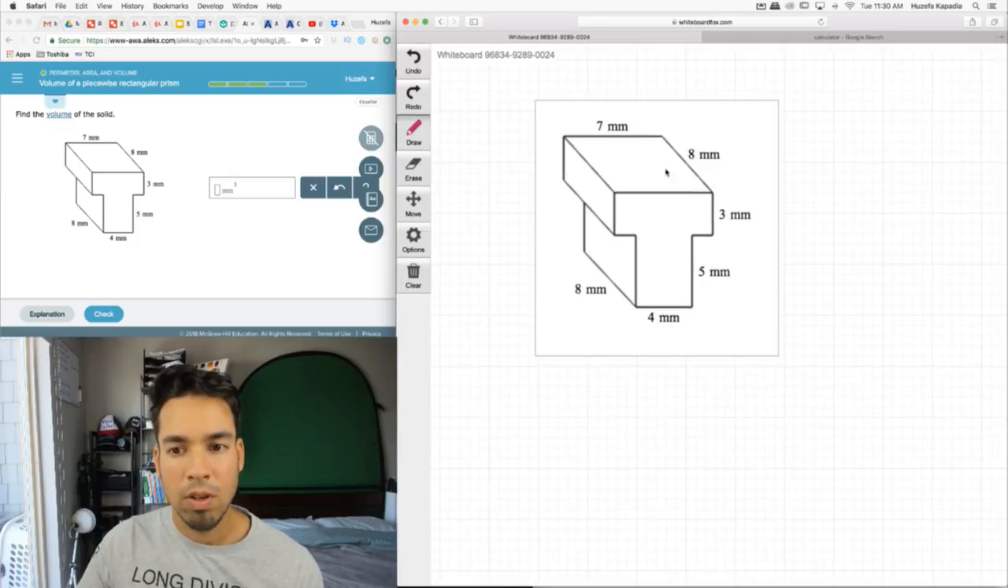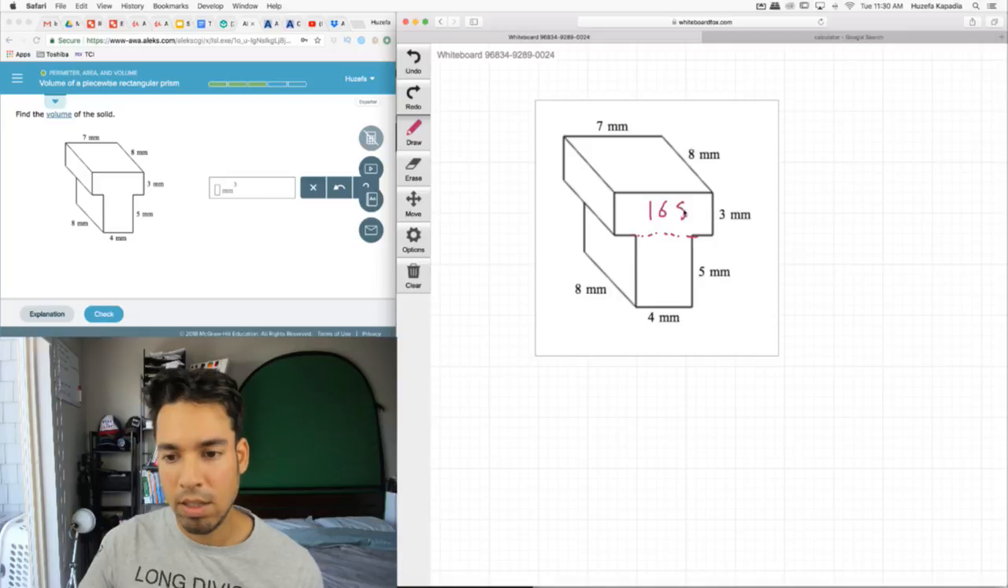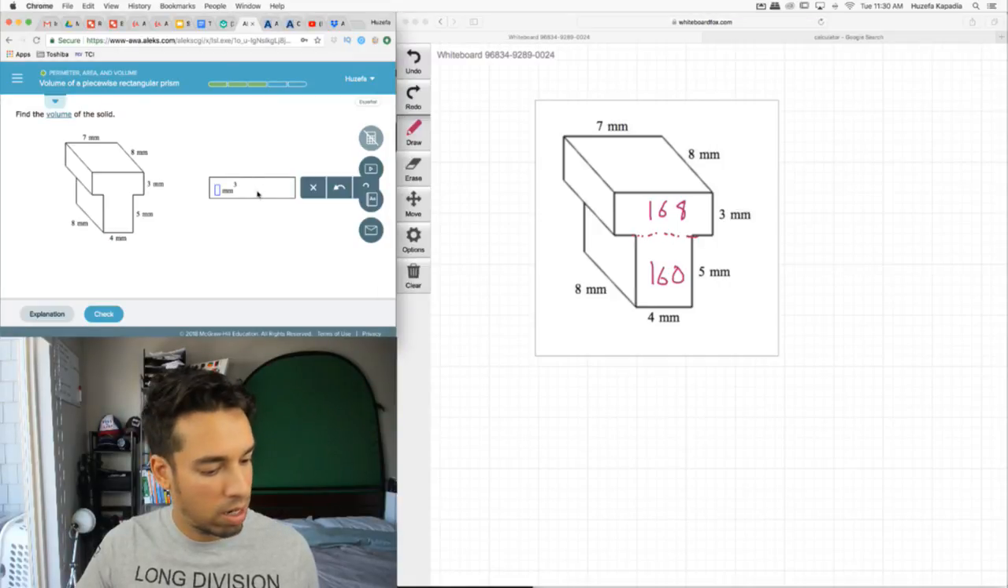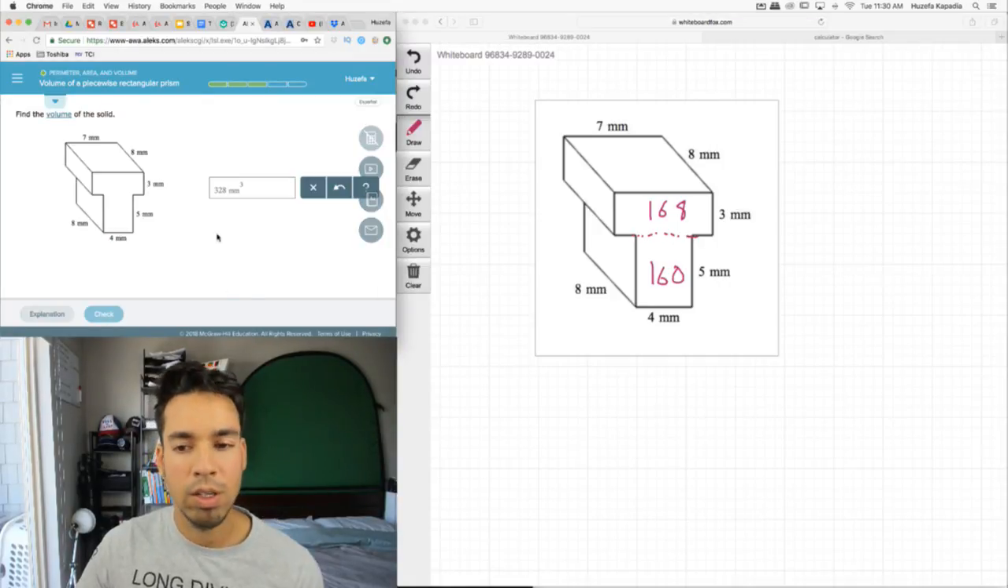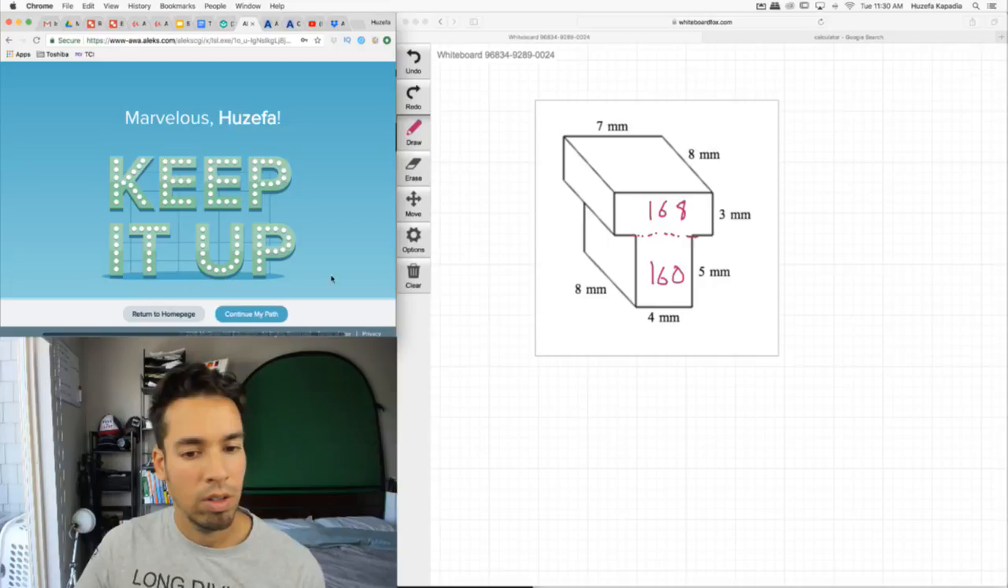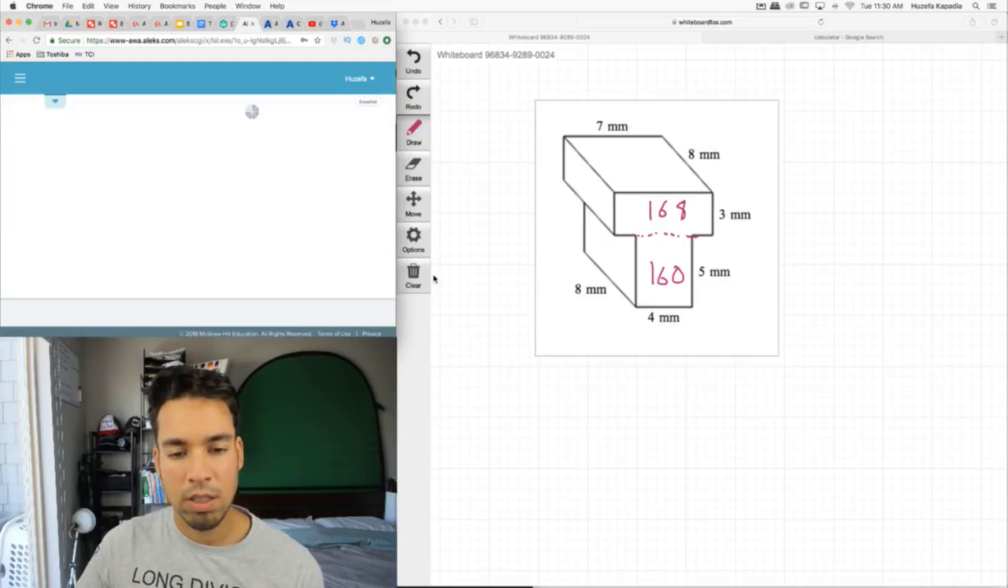Okay, here we go. Now I'm going to cut it across here. And now we've got 3 by 8 by 7. So 3 times 7 is 21. I'm just doing what's easier first. 21 times 8 is 168. And then we got 5 times 4 times 8. 5 times 4 is 20. Times 8 is 160. Add that up and we get 328. All right, there we go. Excellent. Let's keep rolling.